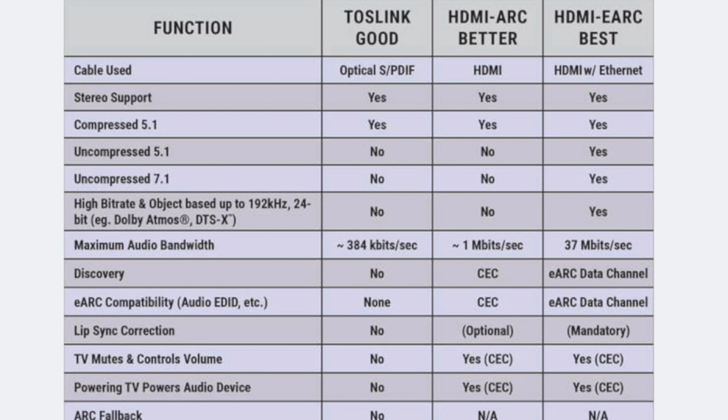So if you've got Toslink or you've got HDMI ARC and your TV has eARC and you have a modern receiver and you're not set to eARC, or you don't have a modern cable after 2017, you're most likely not getting Dolby Atmos even though you think you are.